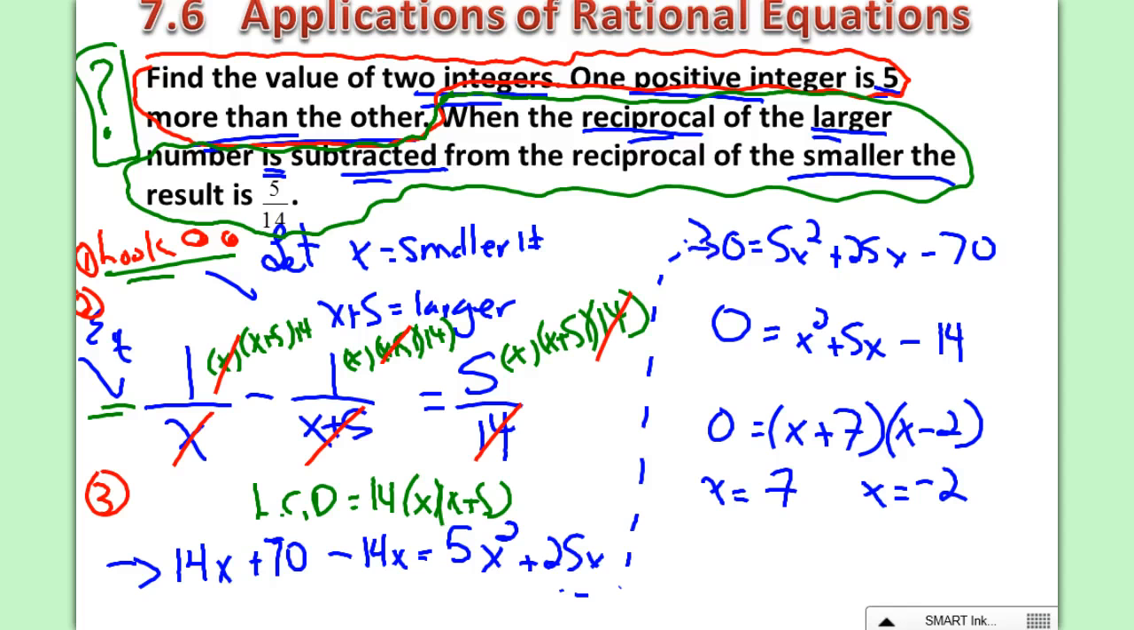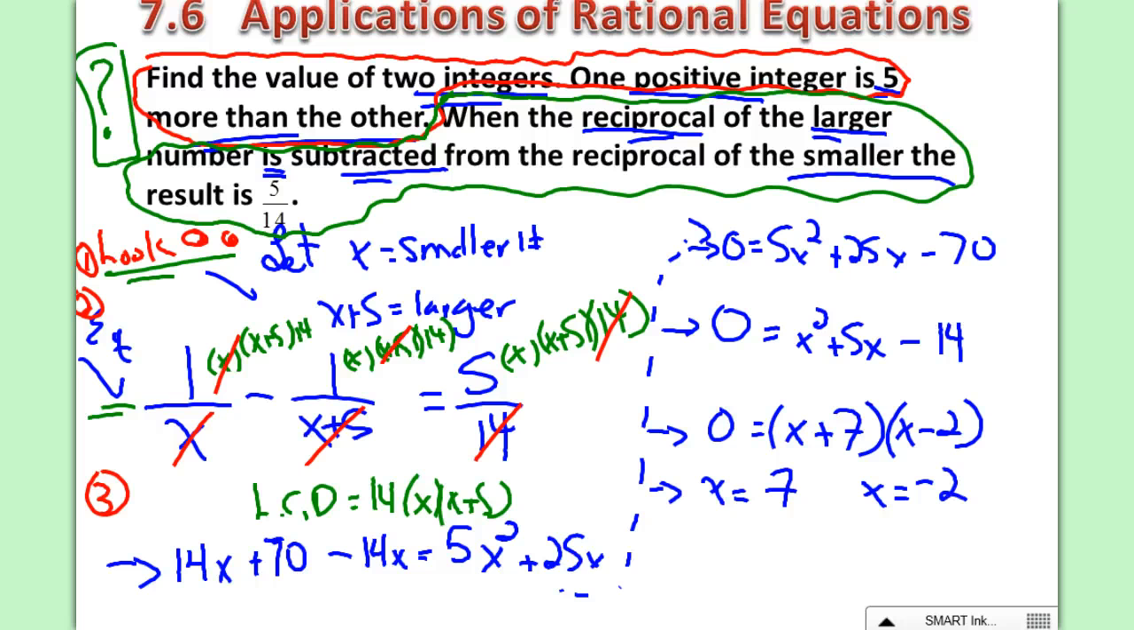This is an equation, so I don't have to factor it all the time. I can divide everything by 5. So I did, and I got x squared plus 5x minus 14, which now I factored, and now I got 2 answers. But that's not the final answer, because the question said, what are the two numbers?